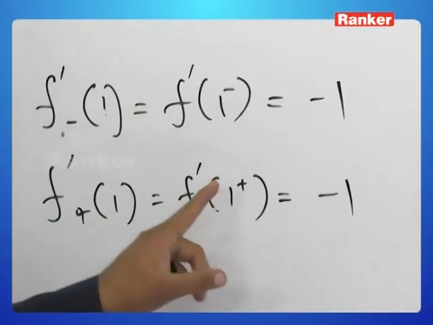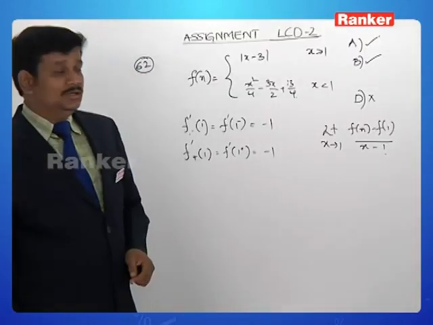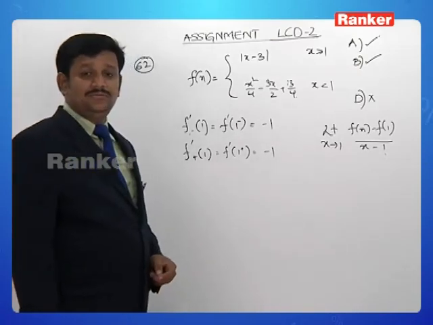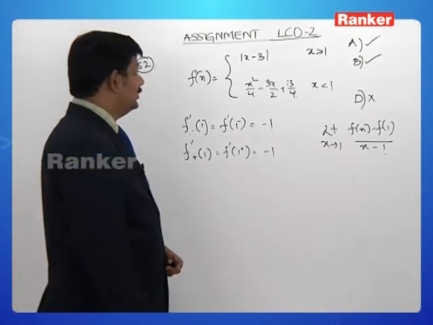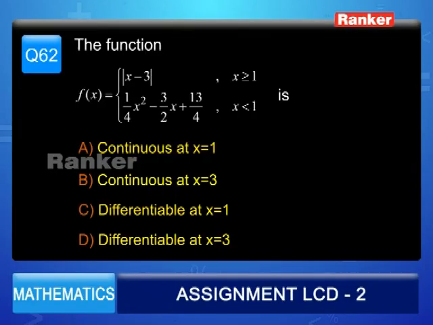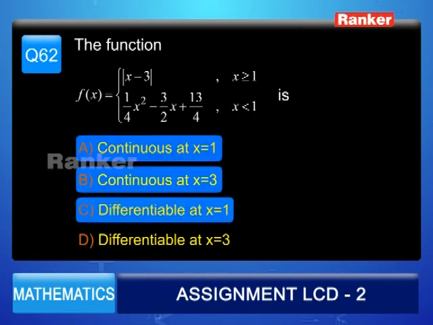Left hand derivative is minus 1, right hand derivative is minus 1. So we can say the function is differentiable at 1 and the derivative is minus 1. So option C is also true, and the answer is A, B, C.